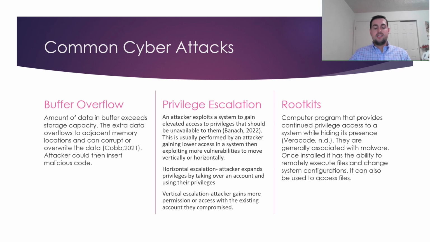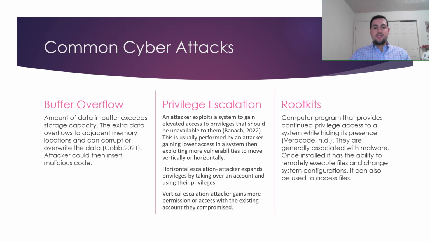Then we have privilege escalation, which we discussed earlier. And this attack just exploits a system to gain elevated access that they should be unable to have. And so there's horizontal escalation, in which an attacker expands privileges by taking over an account and using its privileges. And then there's vertical, where an attacker gains more permissions or access with the existing account they compromised. And so this could be getting a regular user's account and using that access to get further administration privileges.